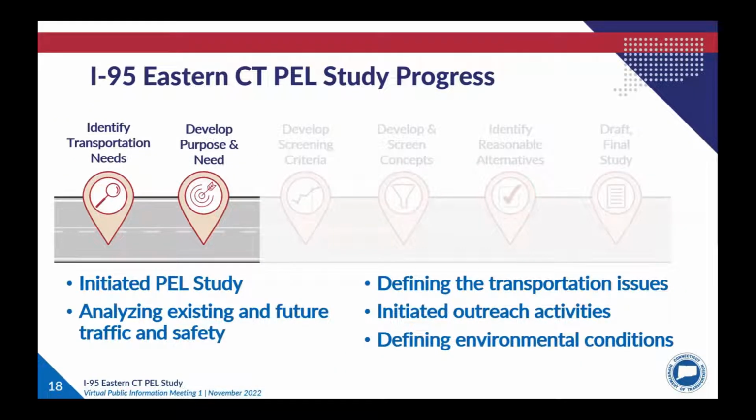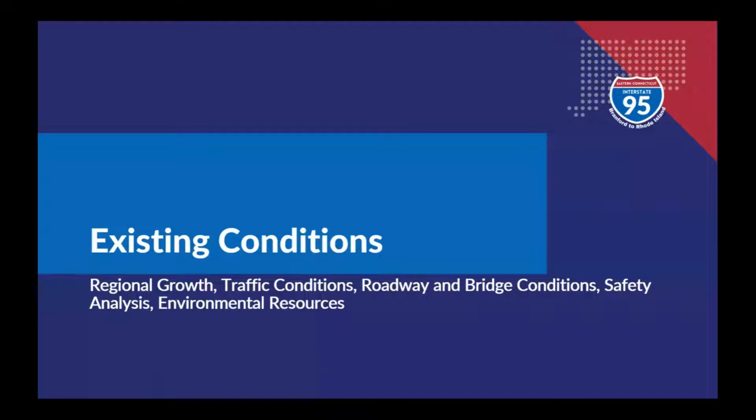So let's recap what we've done so far. As I stated before, the PEL study was initiated in early 2022. The study team has been analyzing the existing and future traffic and safety information to identify the transportation issues. We've also initiated the outreach activities and began defining the environmental conditions. Next, we will provide a summary of the demographics, traffic conditions, roadway and bridge conditions, safety analysis, and environmental resources within the study area.